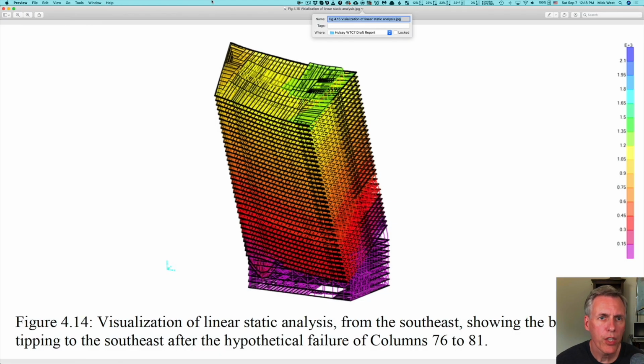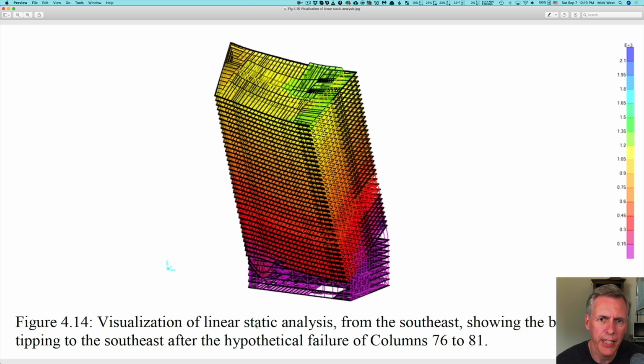Next question. What is the justification for static linear analysis in figure 4.14? This is figure 4.14. It says visualization of linear static analysis from the southeast, showing the building tipping to the southeast after the hypothetical failure of columns 76 to 81. This is, I think, 4 columns over here. Now, this says linear static analysis. I've already discussed why linear analysis really isn't appropriate. You want a nonlinear response, especially if you're doing things like stretching out columns, which we wouldn't really do.